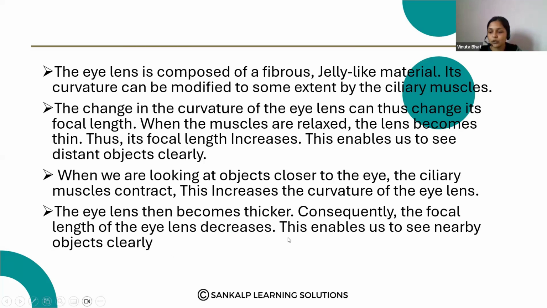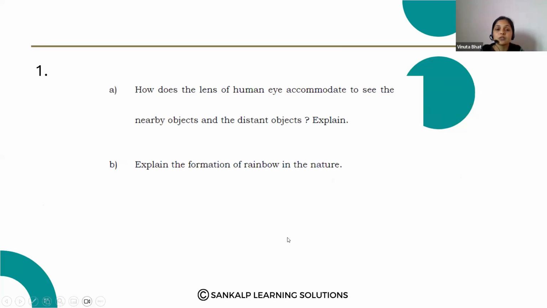Please note down this answer. It is one of the very important questions. This question, how does the lens of the human eye accommodate to see the nearby objects and the distant objects, is the most repeated question from this chapter. Please note down the answer.